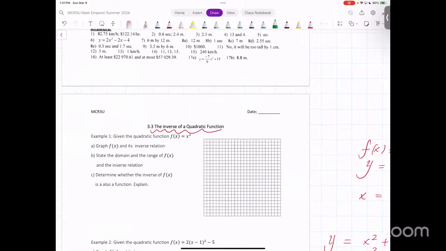Now we're going back to see what to do. Given the quadratic function y is equal to x squared, graph f of x and the inverse. State the domain and the range of f of x and the inverse. Determine whether the inverse is a function. So how are we going to sketch it? We don't have a grid, so I'm going to show you how we can sketch it.